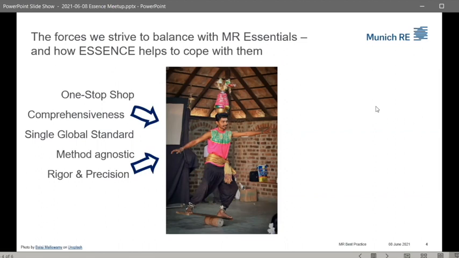But at least for ourselves, how we describe our approach now with Essence, we are much more precise compared to what we had before with all the PowerPoints.